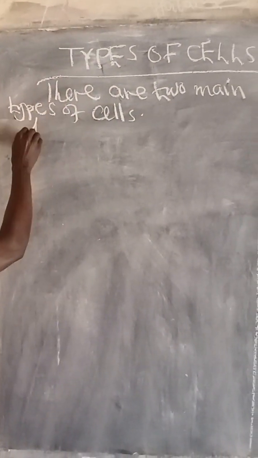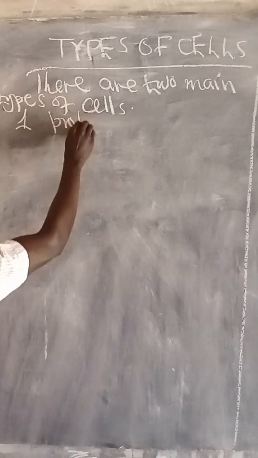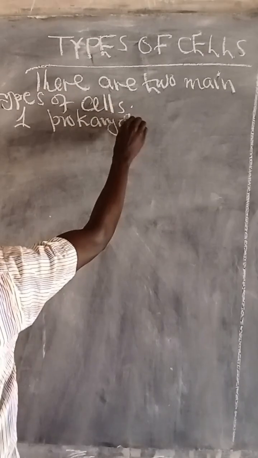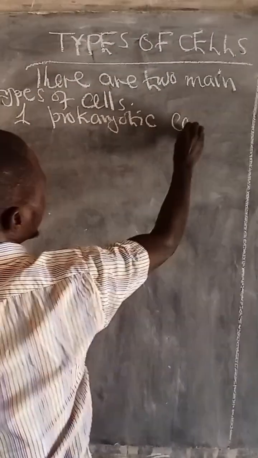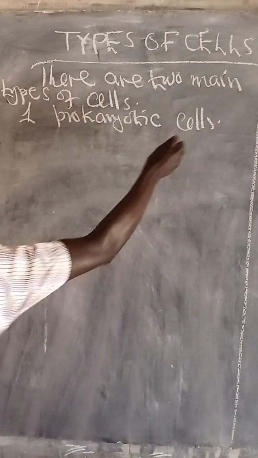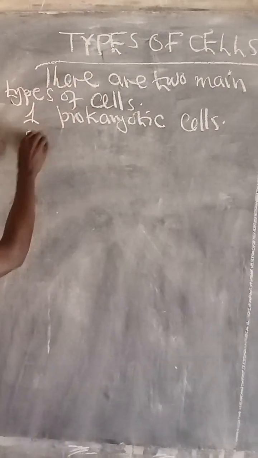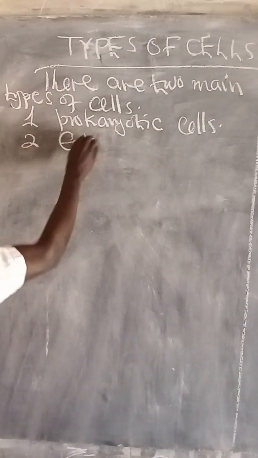And the first one we said is prokaryotic cells. Then we have eukaryotic cells.